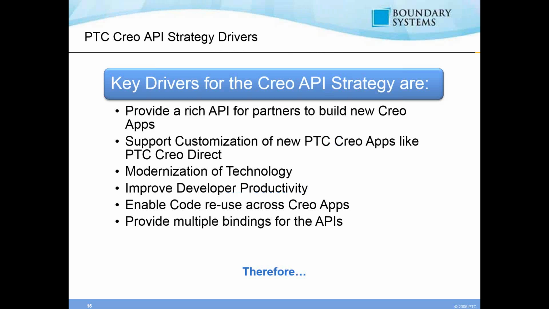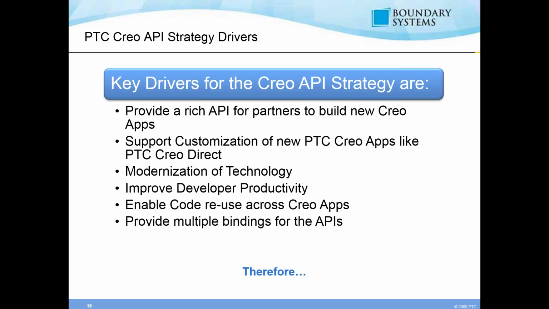Along with that new Creo strategy, we also needed a new API strategy, and some of the key drivers for that are a rich API so that partners will be able to develop those new Creo apps. Again, that's one of the key things: the idea that we can add on as many apps as we want under the Creo umbrella, provide a rich API so people can do that, and also support customization across all of the PTC Creo apps.